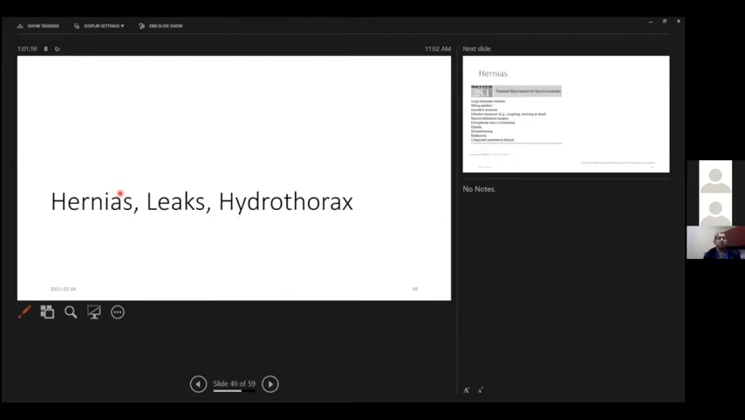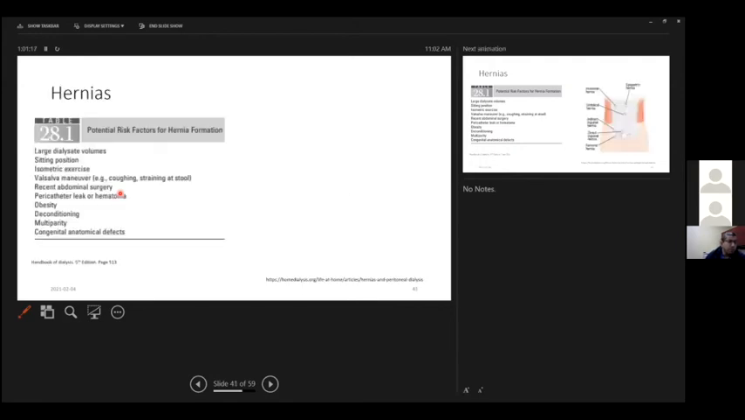Okay, hernias, leaks, and hydrothorax. I will go ahead with this and then I'll take a break, okay? So what are hernias? A hernia, as we know, is a protrusion out of the cavity, which is held in from the sides, okay? And why does a hernia happen in PD? It's because you have large dilated volumes. If the patient is in a sitting position, remember, the pressure is maximum. So if the patient is sitting and trying to exert, or coughs, or is trying to pee, then you get higher pressures.